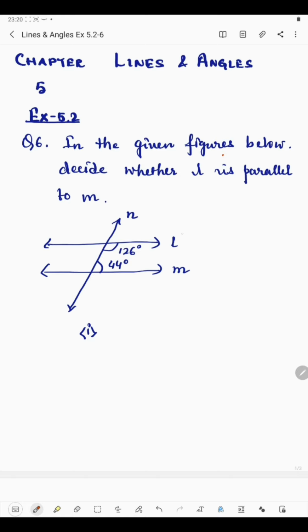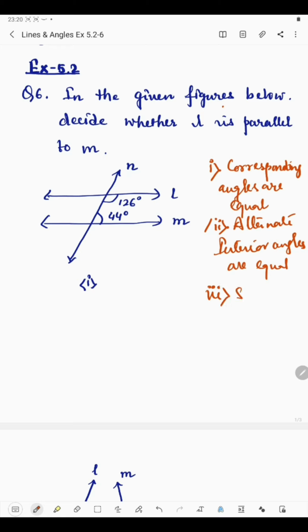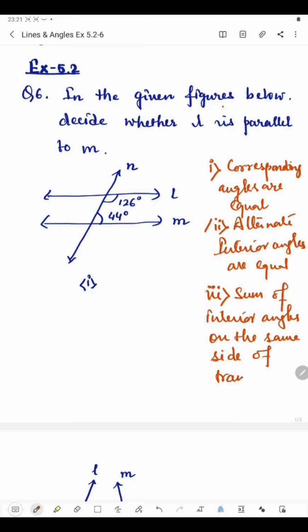So we know that there are three properties of parallel lines. When the lines are parallel, the corresponding angles are equal, then alternate interior angles will be equal, and the sum of interior angles on the same side of the transversal are supplementary.